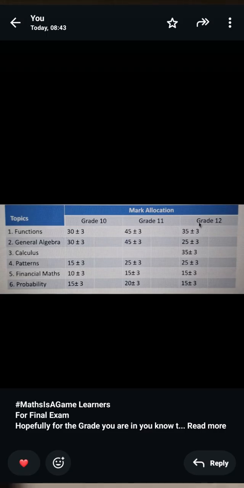And then if you look at the last 3 topics, patterns, which are number patterns, linear and quadratic, financial maths and probability, between them you have 60 marks, a range of maybe 55 to 70 marks at best that you can actually get from those questions. So your bulk of marks are lying with functions and algebra, and then your patterns, financial maths, and probability.